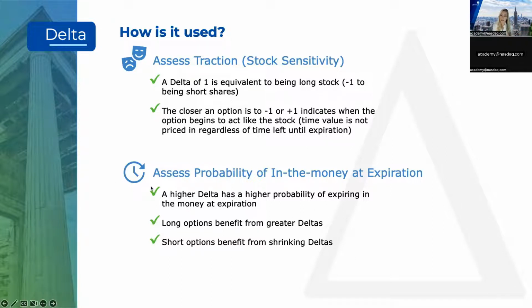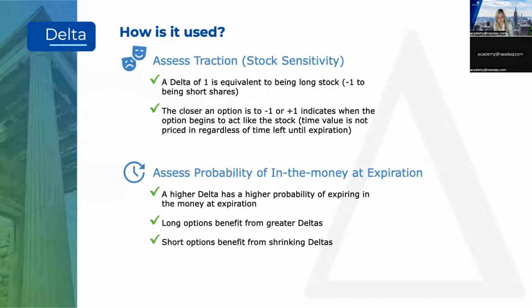And most importantly, one we talk about quite often and what you'll use for covered calls and cash covered puts is assessing the probability of being in the money at expiration. So a higher delta has a higher probability of being in the money at expiration. Makes sense because it's already in the money, right? A 0.5 delta has a 50% chance because it can move up 1 penny or down 1 penny and be in the money or not. So that, again, makes sense there.